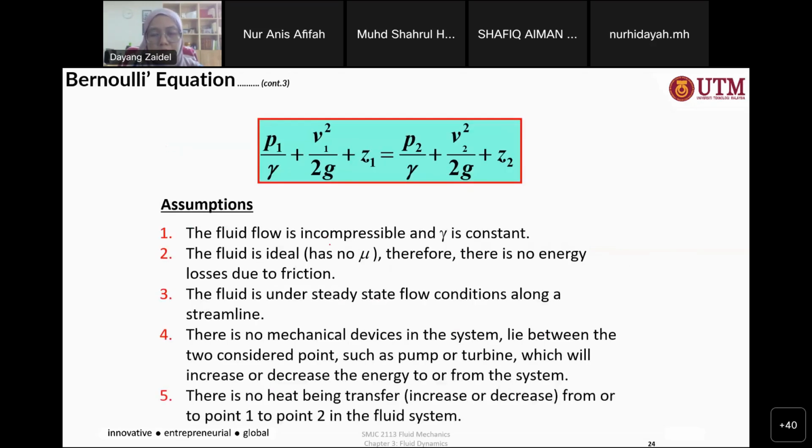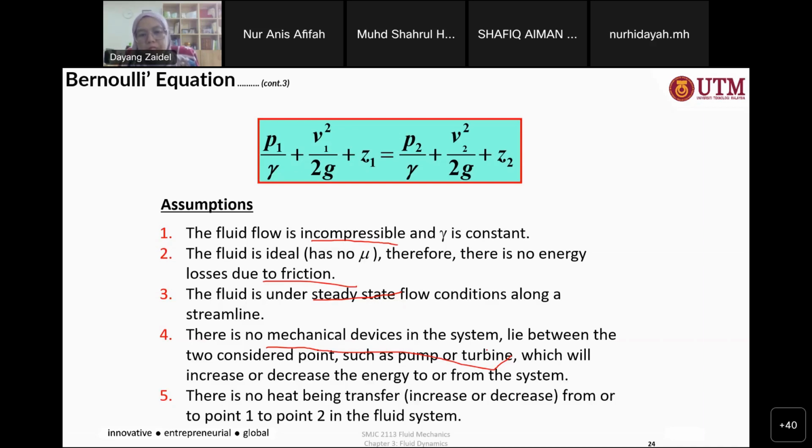So these are the assumptions, as I mentioned just now. It must be incompressible fluid. There must be no energy losses due to friction. The fluid is under steady state. There are no mechanical devices in the system. This is for this chapter, before we go to energy. After this we will go into the energy equation. This is Bernoulli, not energy, because after this comes the energy equation.